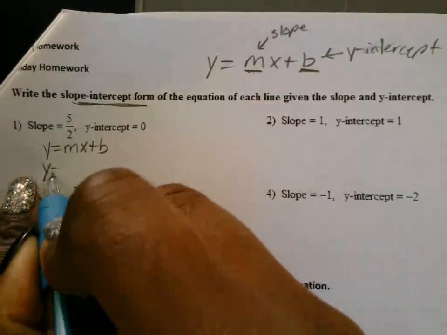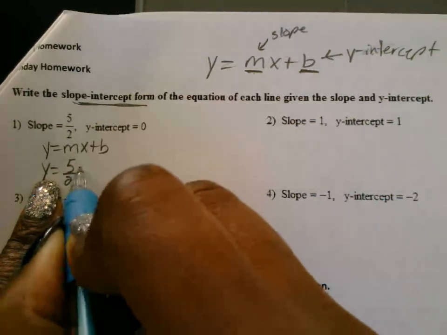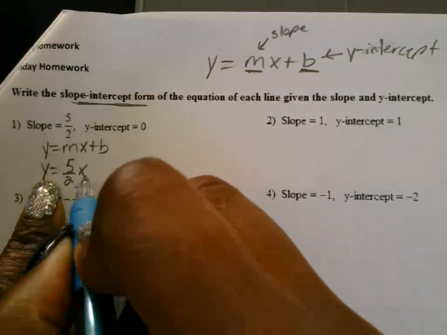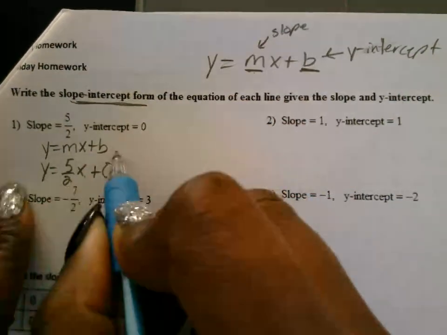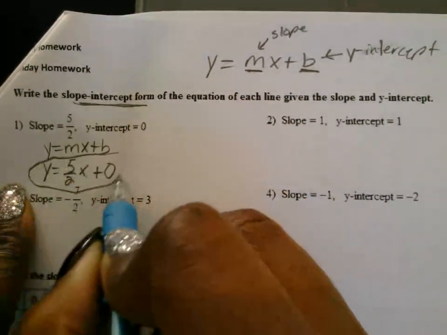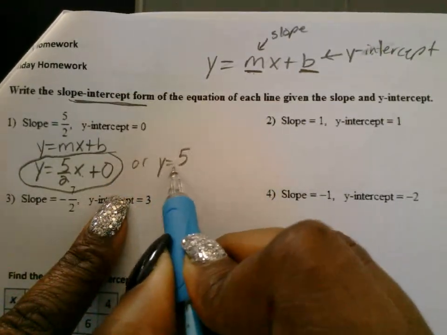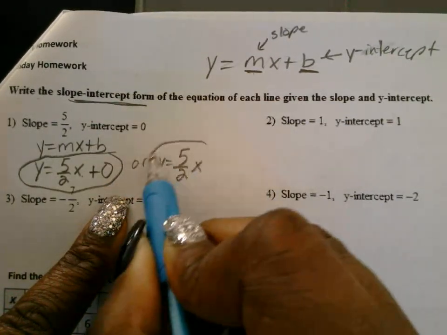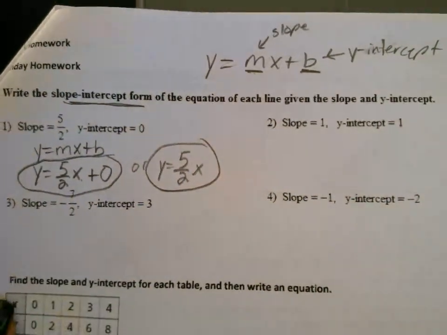So this is y is equal to 5 over 2, bring down the x, the slope is attached to x, plus 0. Or you don't need to write 0. Since it's 0, you could write it like this. y is equal to 5 over 2x. Either or is okay. You don't need to write 0.